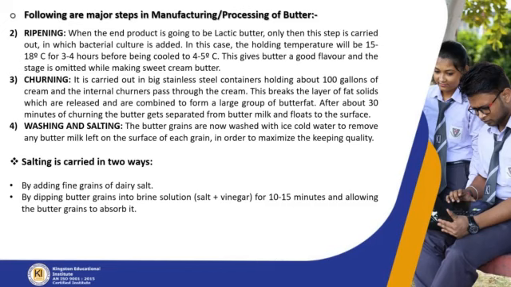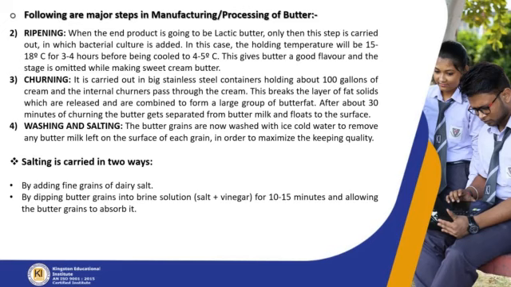This gives butter a good flavor, and without this stage it is often called sweet cream butter. Next is the churning stage. It is carried out in a big stainless steel container holding about 100 gallons of cream, with internal churning through the cream. This breaks the layer of fat solids, which are released and combine to form larger groups of butter fat. After about 13 minutes of churning, the butter separates from the buttermilk and floats to the surface.